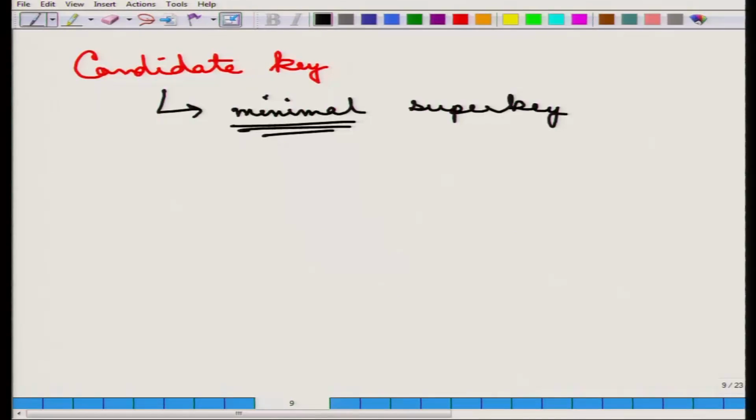And a superset of a candidate key is not a candidate key, because a superset of a candidate key has something more, and that means it is not minimal. So the candidate key essentially gets rid of the problem of supersetting of a super key. So that is called a candidate key, and the next important thing that comes is the definition of what is called a primary key.